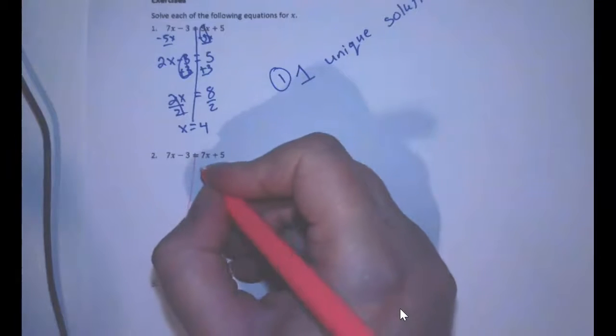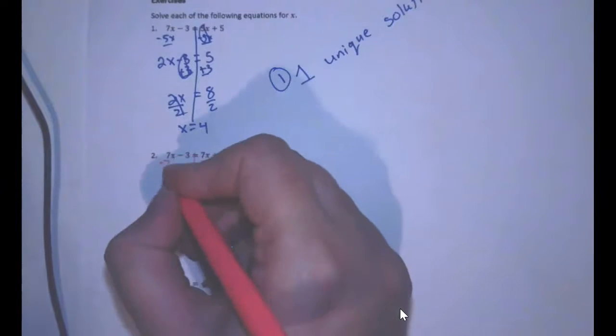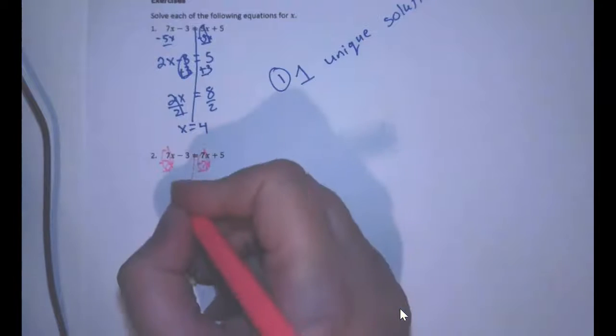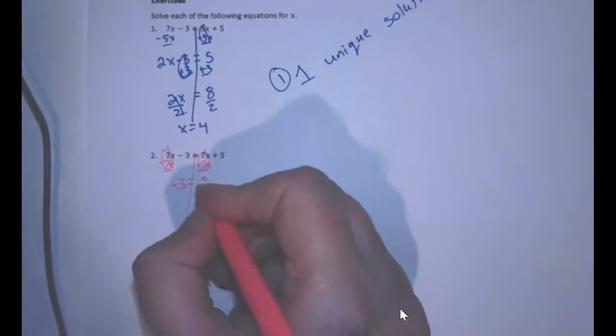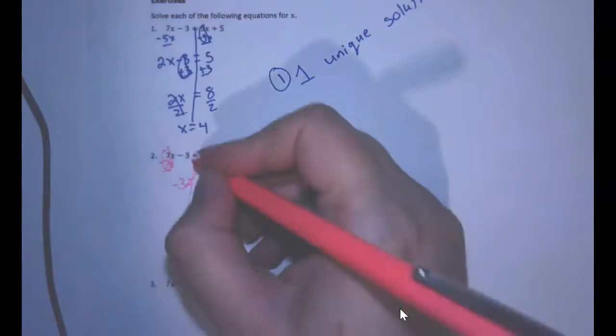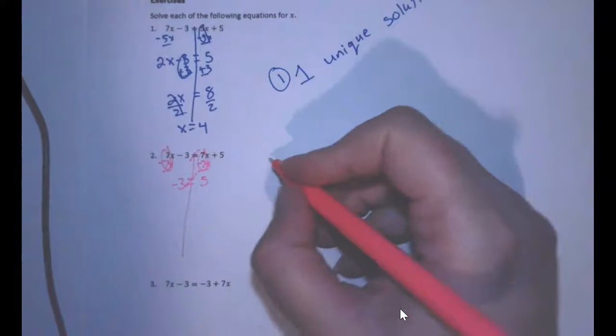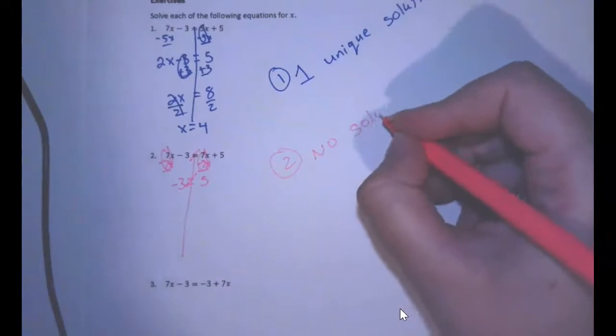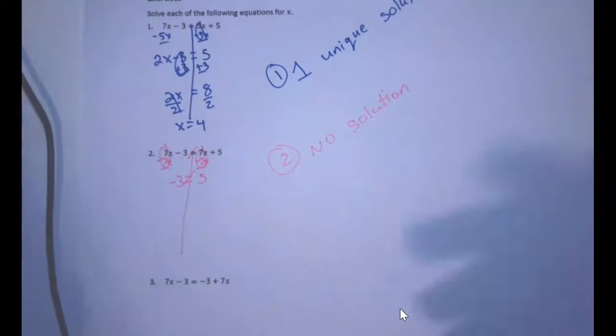Classification number 2, we're going to discover as we solve this. So we will be subtracting 7x from each side, so we get the variables on the same side. In this case, our variables cancel out, and we get negative 3 equals 5, which is not true. So if it's not true, the classification for that is no solution. And we've looked at that before.